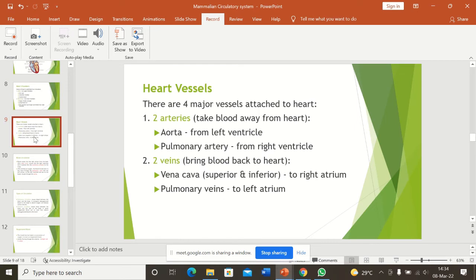Let's have a look at the vessels that are attached to the heart. We have two arteries, that is the aorta and the pulmonary artery. The aorta is connected to the left ventricle, while the pulmonary artery is from the right ventricle. We also have two veins. These veins bring blood back to the heart. The first vein is the vena cava, which is the main vein. It has the superior and the inferior vena cava. We also have the pulmonary vein, which is the only vein which carries oxygenated blood.